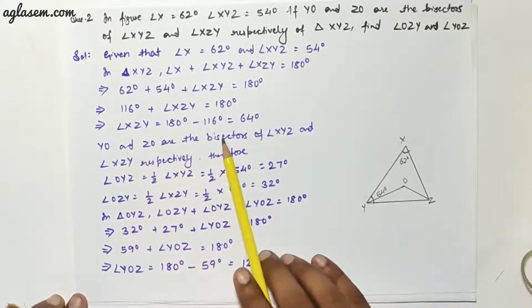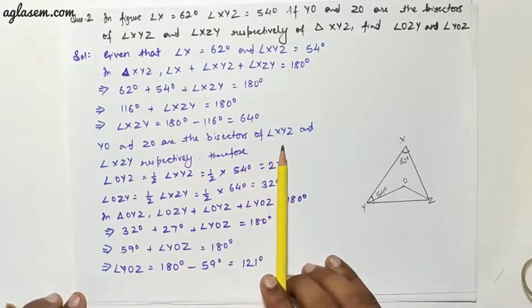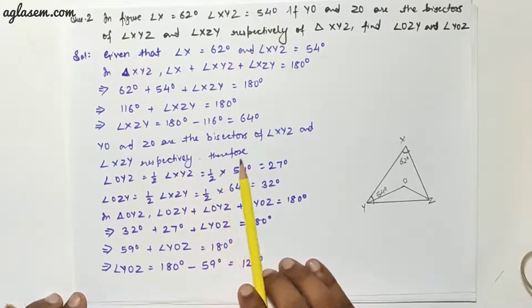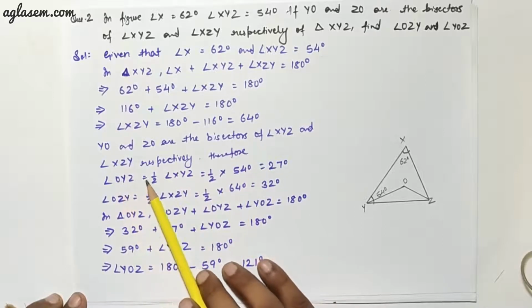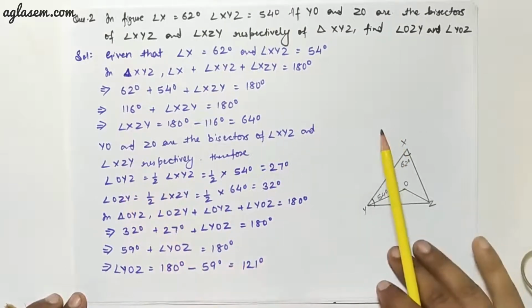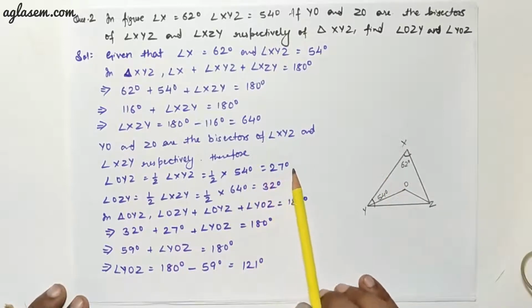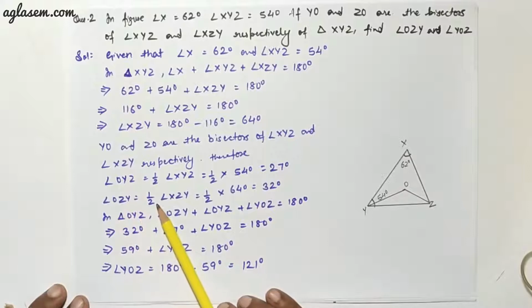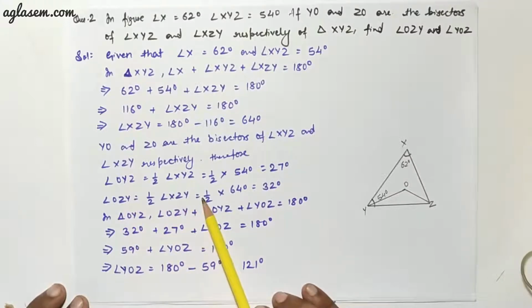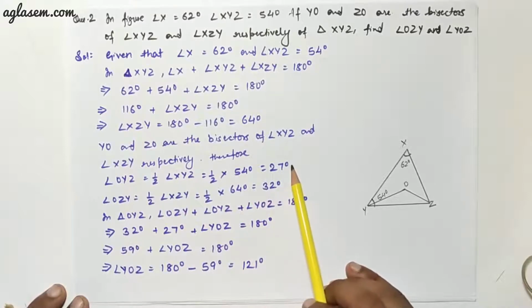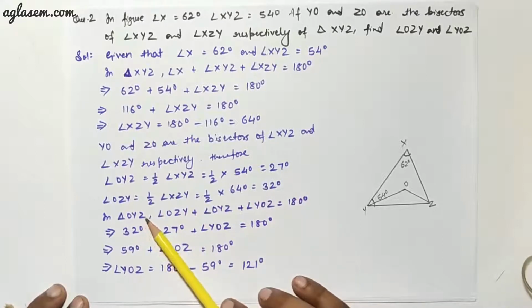YO and ZO are the bisectors of angle XYZ and angle XZY respectively. Therefore, angle OYZ is equal to 1 upon 2 of angle XYZ, which is 1 upon 2 into 54, equal to 27 degrees. Angle OZY is equal to 1 upon 2 angle XZY, which is 1 upon 2 into 64 degrees, equal to 32 degrees.